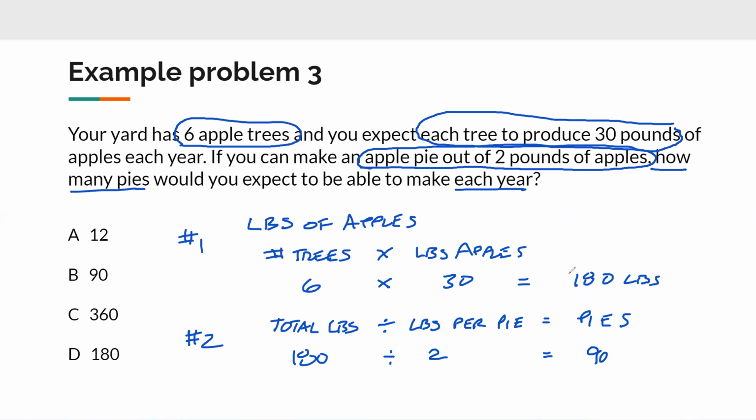Step 1, total number of apples, 6 times 30. Step number 2, take my total pounds of apples and divide by 2, because it takes 2 pounds to make 1 pie.